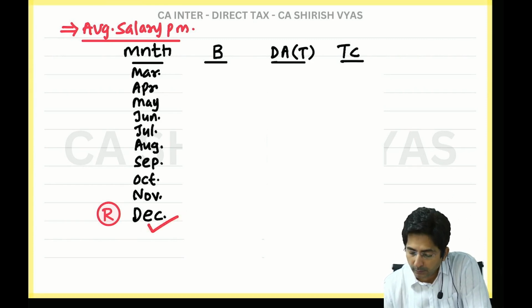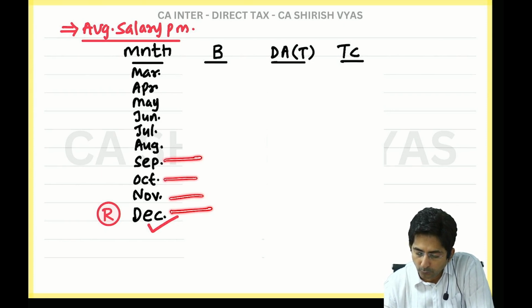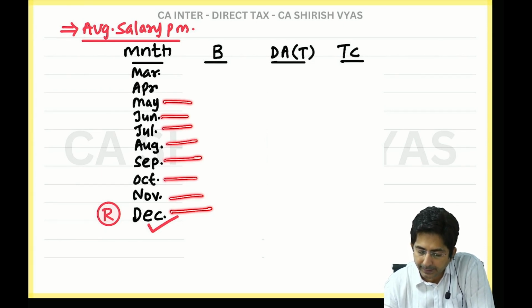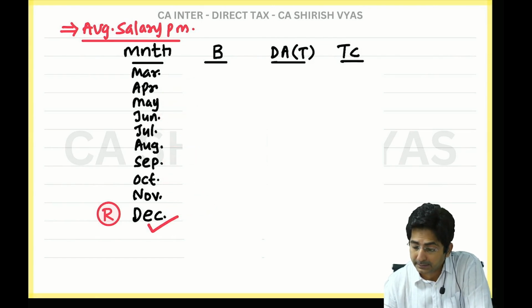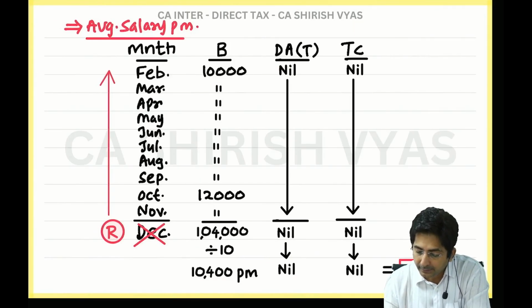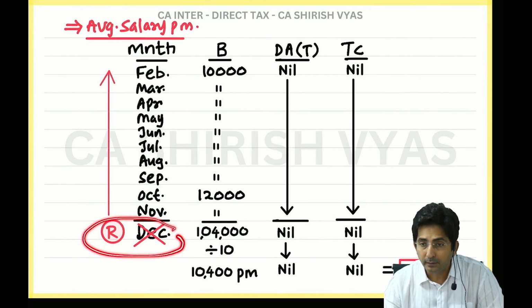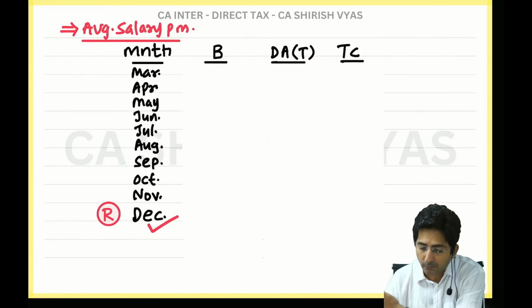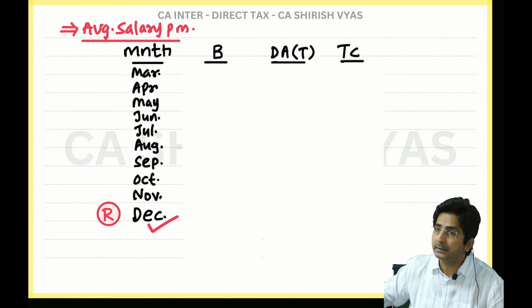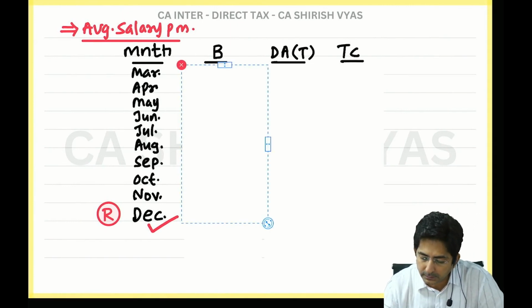Then go backward: 1, 2, 3, 4, 5, 6, 7, 8, 9, 10. It is going till March, whereas in gratuity, if you see, it went till Feb, because we ignored the month of December. But right now, in leave salary, we consider December. So tell me what will be the answer?